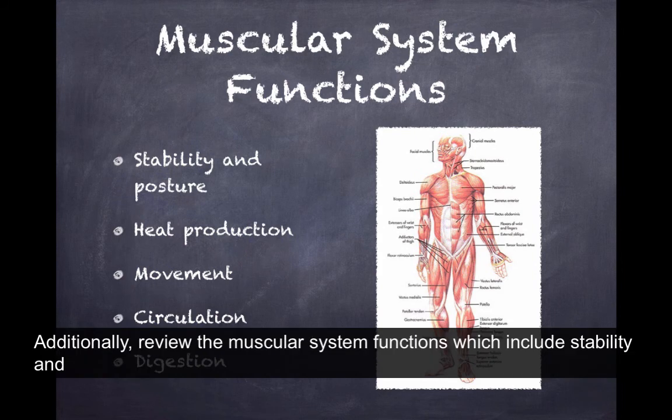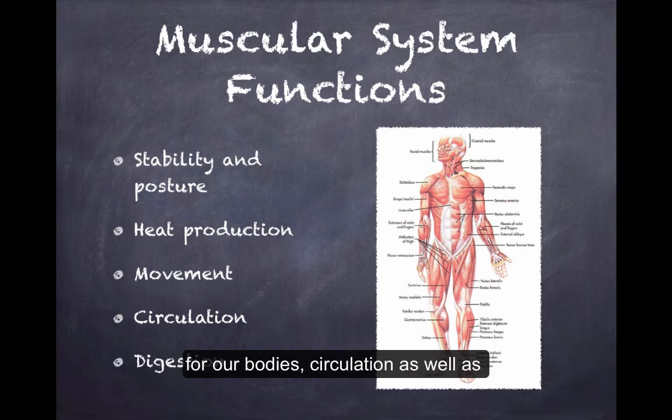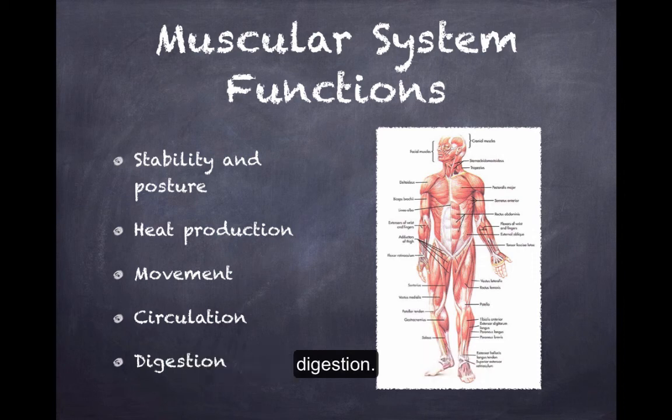Additionally, review the muscular system functions, which include stability and posture, heat production. Obviously, it allows movement for our bodies, circulation, as well as digestion.